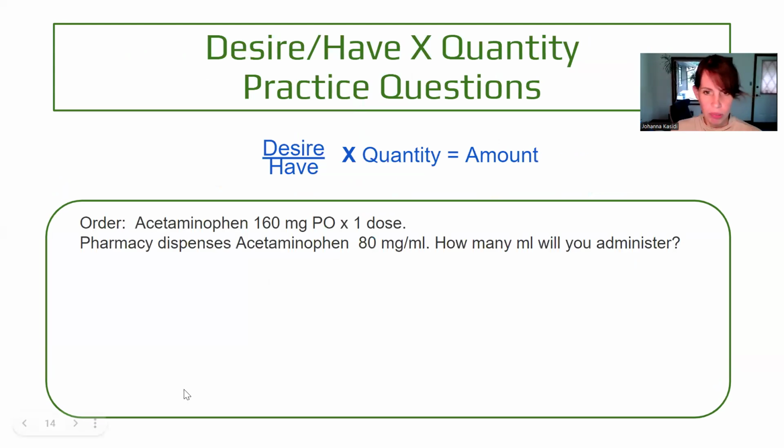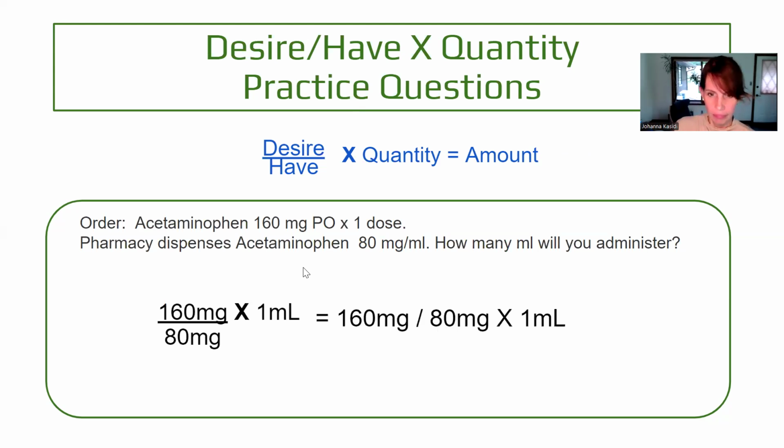Okay, so let's do some practice questions. And I'm going to ask you to pause the video and do these on your own, make sure you understand, and then I will give you the answers. So it's Tylenol 160 milligrams times 1 dose. We have 80 milligrams per milliliter. How many milliliters will you administer? So we're going to divide that, and we're going to get 2 milliliters.